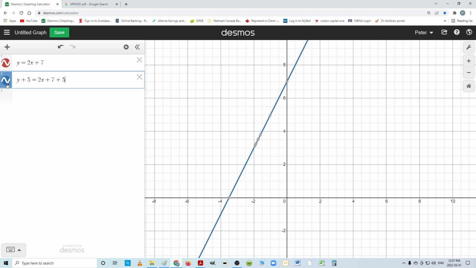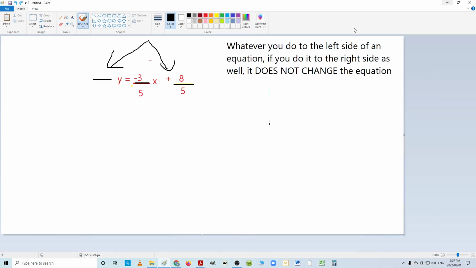And you'll see that the line is the exact same line. Doesn't matter. I could subtract 5 from both sides. So long as I do the same thing to both sides, it never changes. Doesn't matter what you do, so long as you do it equally to both sides. So the question is, how do you get rid of something that has a denominator of 5?